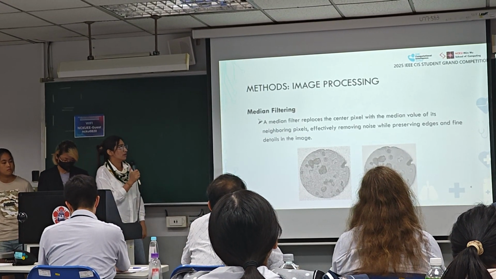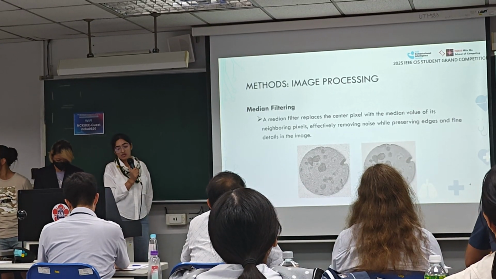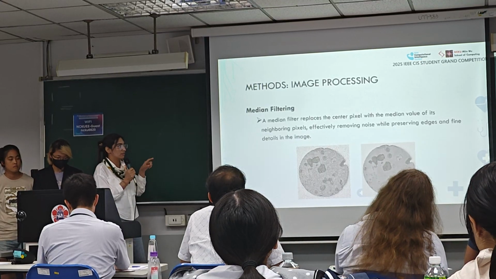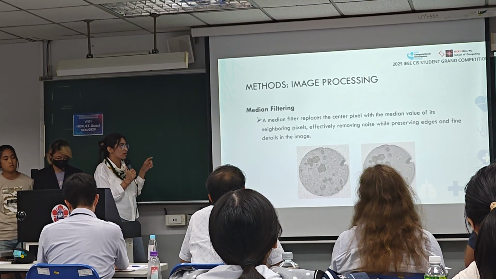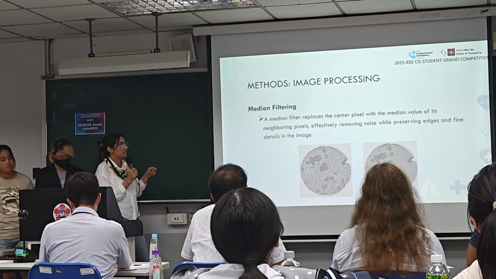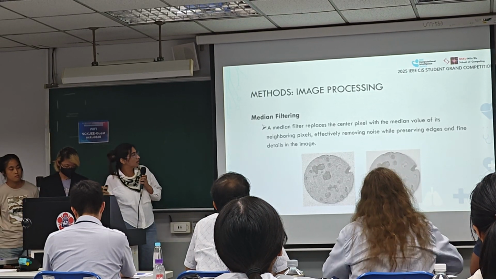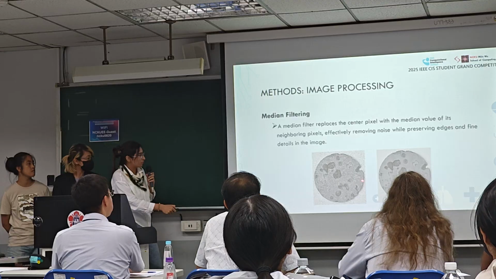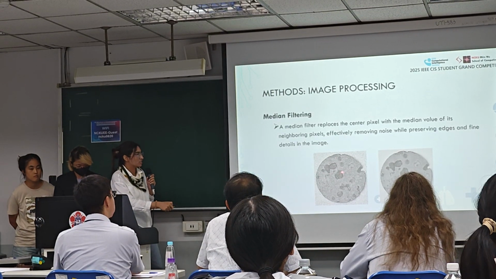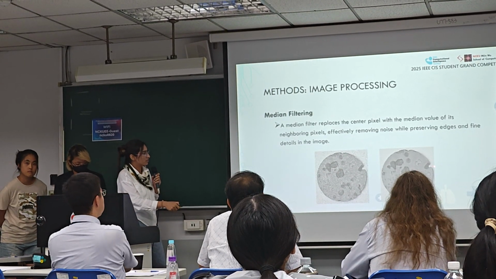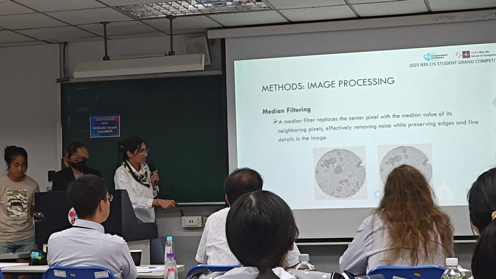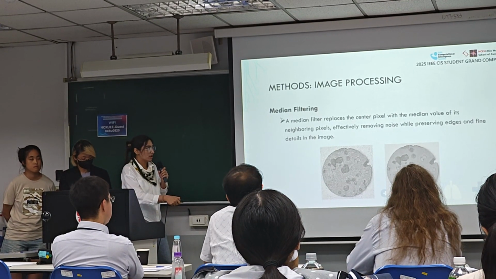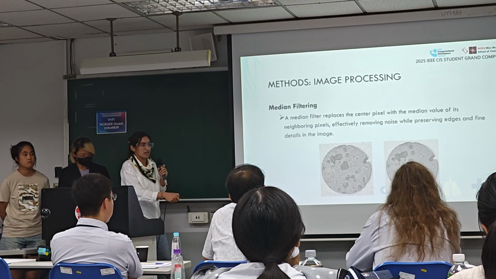Before image processing, the method that we use is median filtering. In this method, the median filter works by replacing the central pixel with the median value of its neighboring pixels. You can see in both pictures that first we got this picture, and then we used median filtering, so you can see the background is clearer and the image quality is enhanced, so that our AI system can detect it very quickly and give fast results.